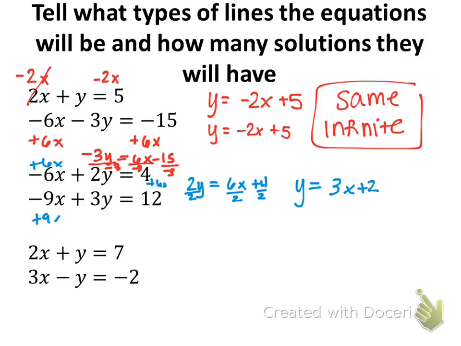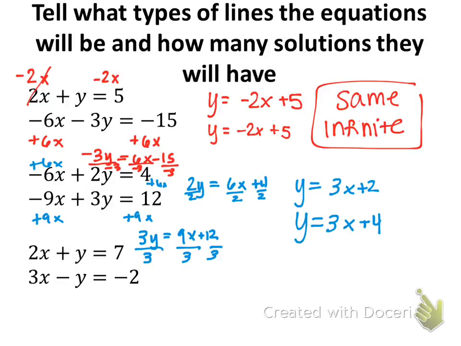So the next equation, I'm going to add 9x. And I get 3y is equal to 9x plus 12. Divide by 3 everywhere. And get y is equal to 3x plus 4. So I look at these and I say, okay, just the slope is the same. Whenever I have the same slope, I know that the lines are parallel. Do parallel lines ever cross? No. So that means they have to have no solutions, or you can write parallel with none.